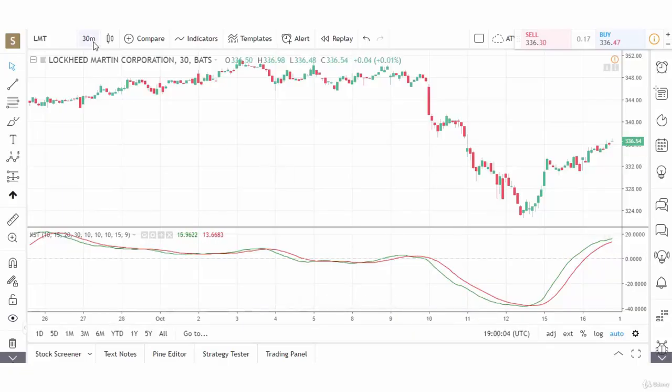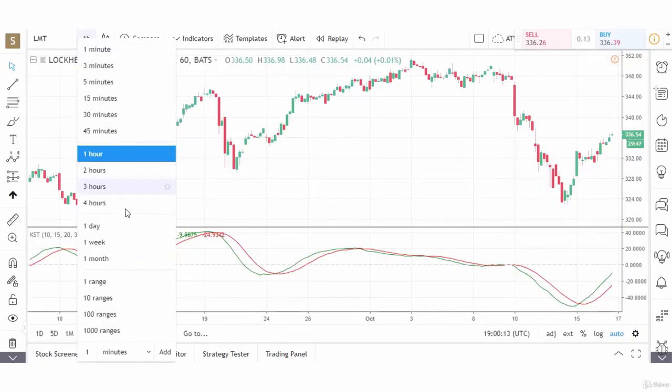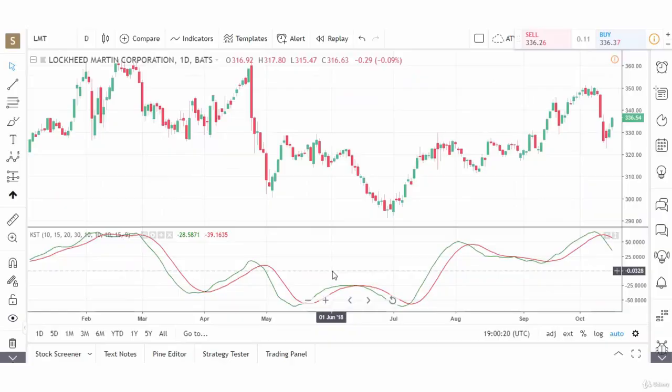So that's using the KST with Lockheed Martin, a good signal on the 30-minute chart, a pretty good signal on the hourly chart, and most of the signals on the daily chart were correct when we used the KST for bearish signals below the 0 line and bullish signals above the 0 line. So that's the KST in multiple time frames with Lockheed Martin.